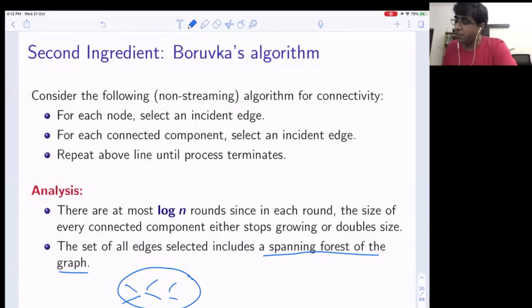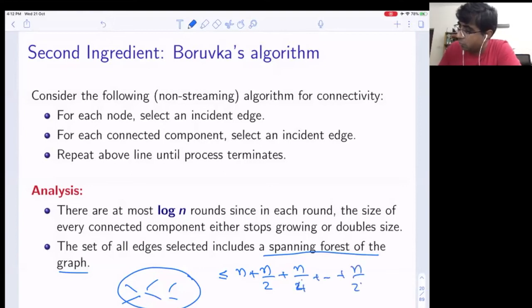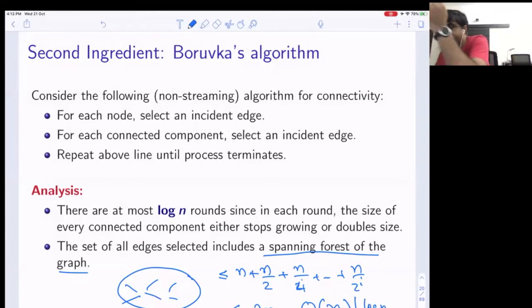But now tell me how many edges we have used. In round 1, we used at most n edges. In round 2, we would have used at most n by 2 edges. In round 3, at most n by 4 edges, and so on and so forth, n by 2 power i. So if you do the computation, this shouldn't be more than 2n. So the total number of edges selected during this process is at most 2n. So the total number of edges is order n throughout this process, and the total number of rounds is log n. Okay, is this algorithm for computing MST clear?